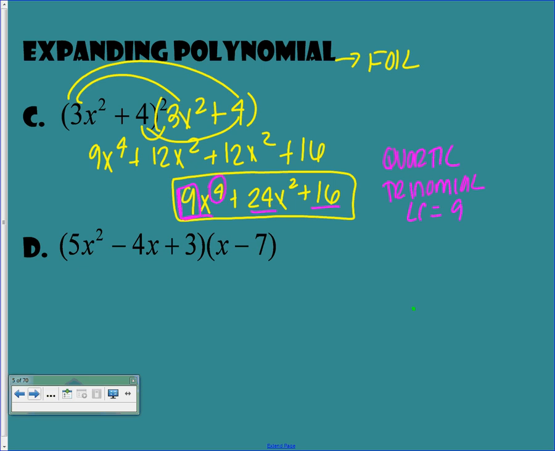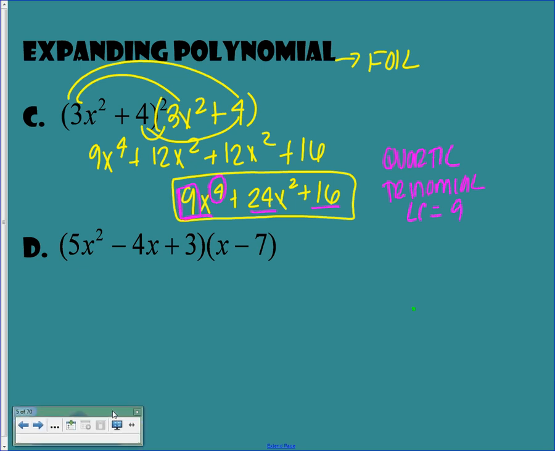Part D is not something we've necessarily seen before, but it should make sense. FOIL means you have to take everything in the first set of parentheses, multiply it by everything in the second. So part D means I have to take everything in the first. So I'll start with my 5x squared and multiply it by both things in the second set of parentheses. So 5x squared times x is 5x to the third.